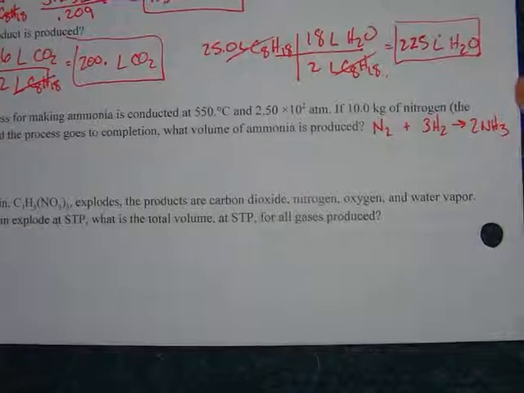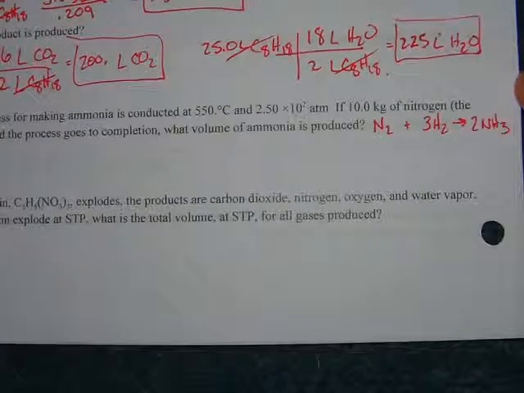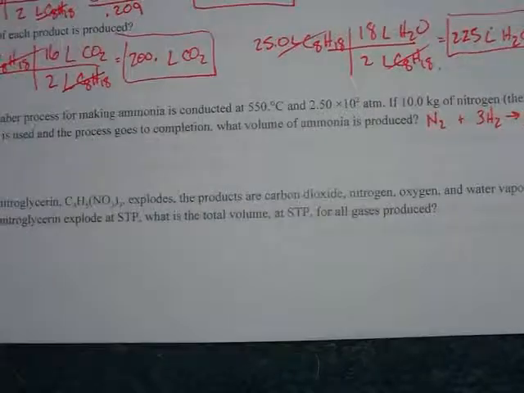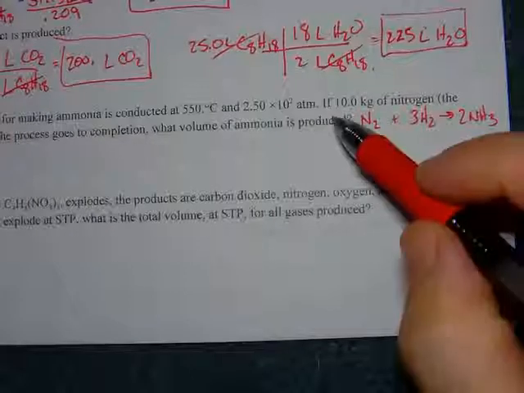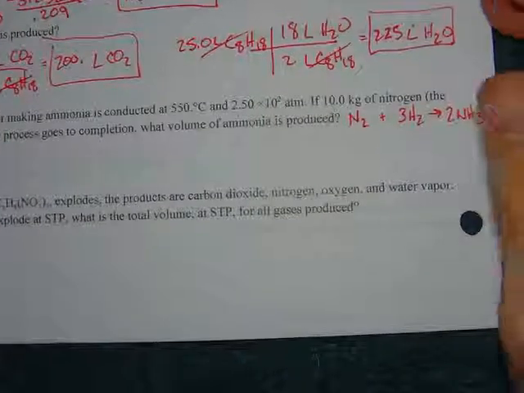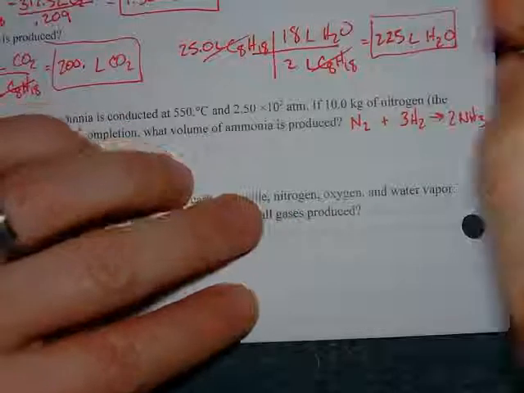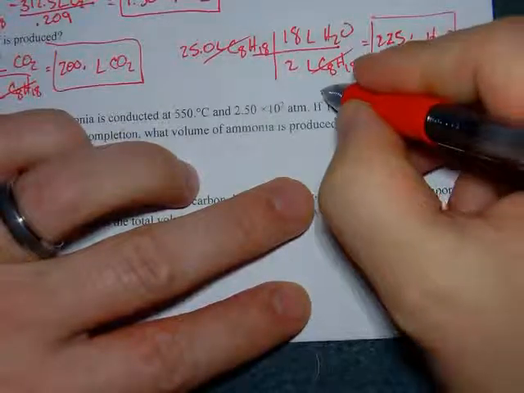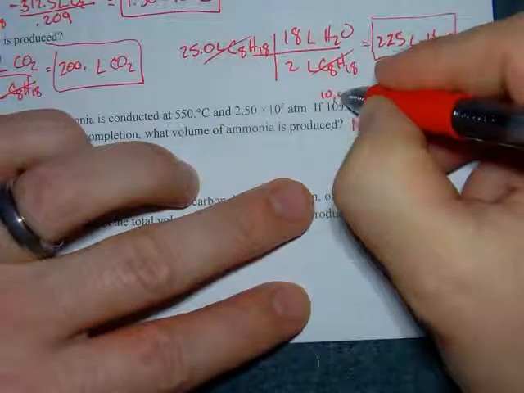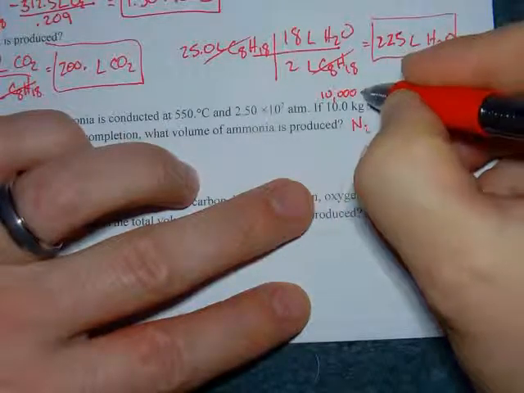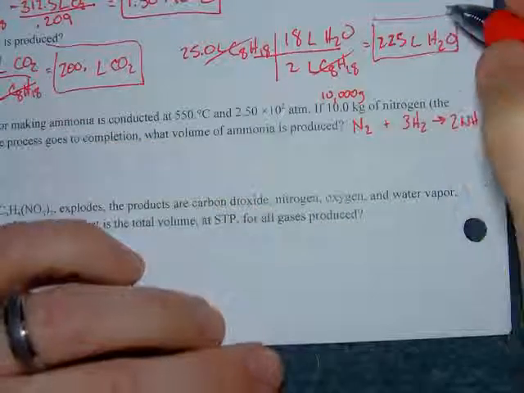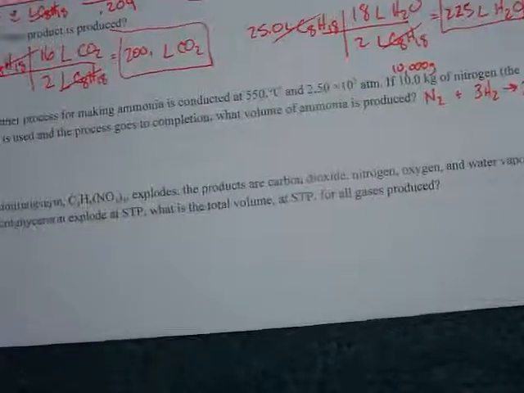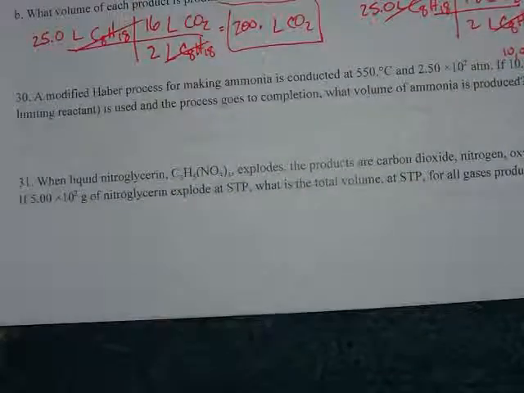I don't mind giving that to you in case you just weren't super fresh on that. So we have the coefficients of 1, 3, and 2. We're being told that we have kilograms of nitrogen. Now, we are going to be converting grams into moles. So I'm just going to make sure we all are okay with this being 10,000 grams as well.